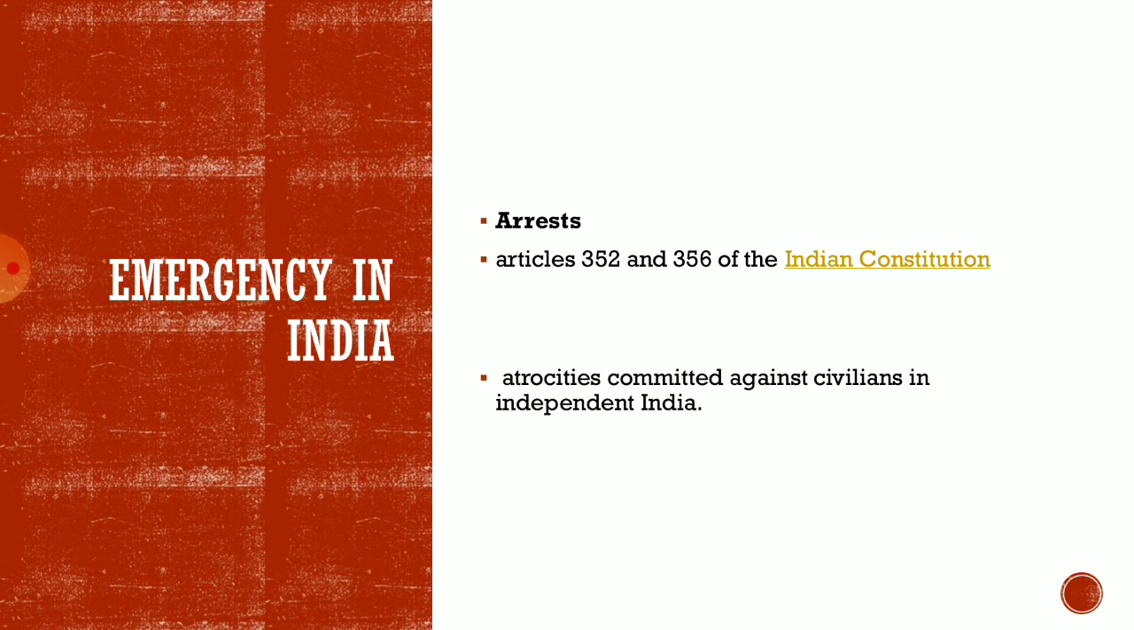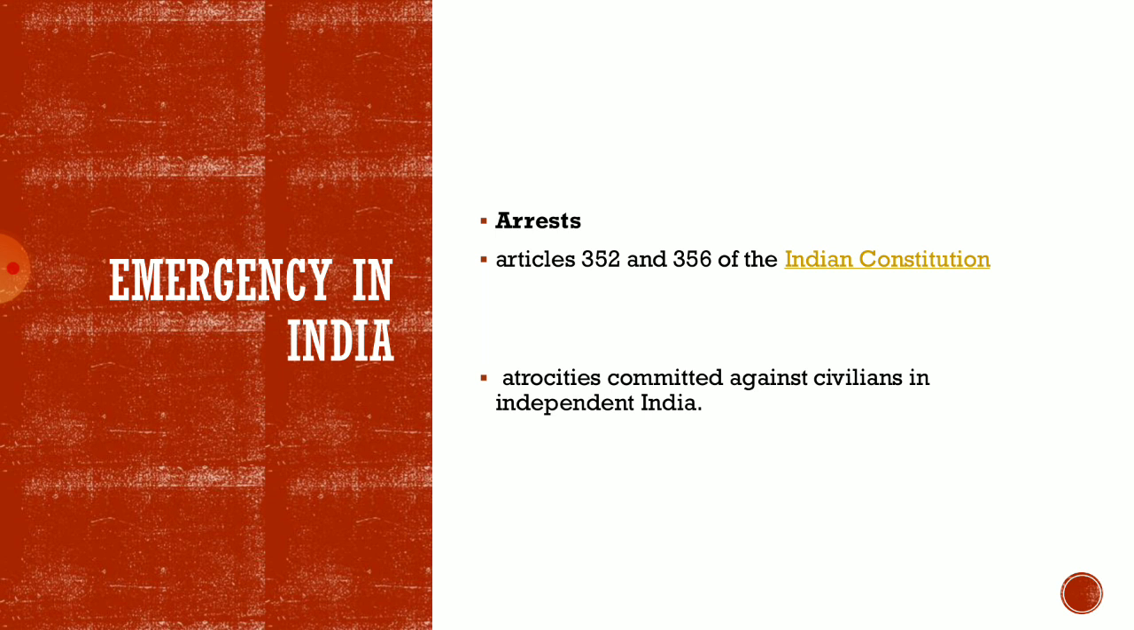Most states classified those arrested under MISA into multiple categories. So now the people are arrested, the 34,988 people, and they have been classified into various categories. Let us take an example. In Andhra Pradesh, which at that time was a little bigger than present day, because you know that in 2014 Telangana broke out of Andhra Pradesh, they were classified into three categories: class A, class B and class C.